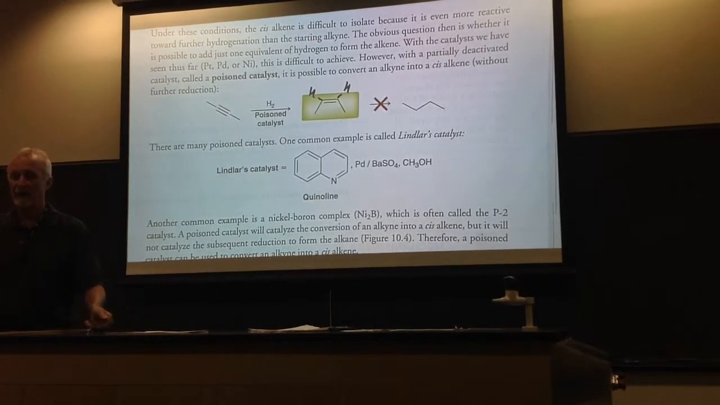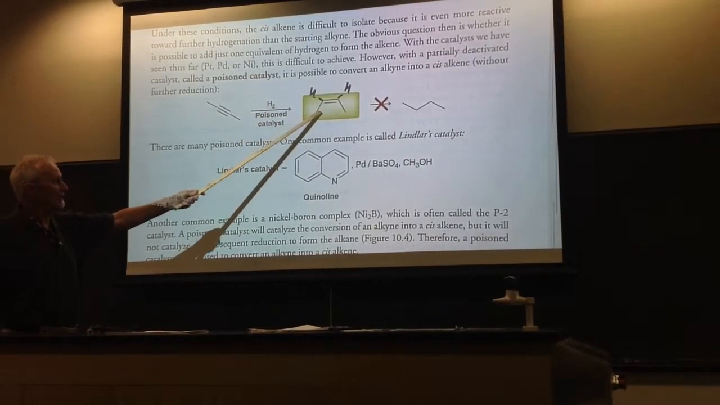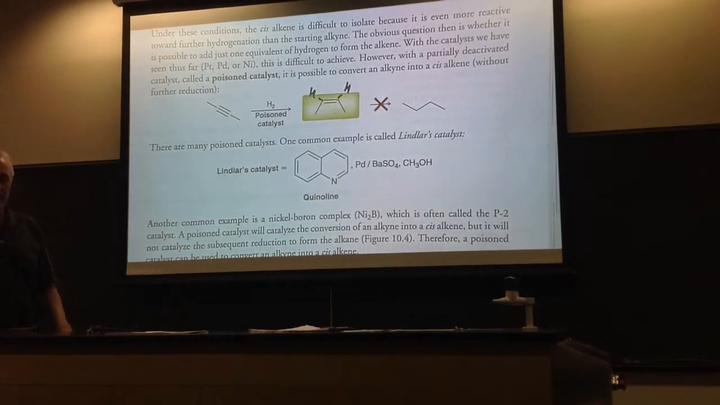So sometimes you don't want to make an alkane. Sometimes you want to make an alkene. So you want to stop at this stage here. So you can slow down the catalyst.